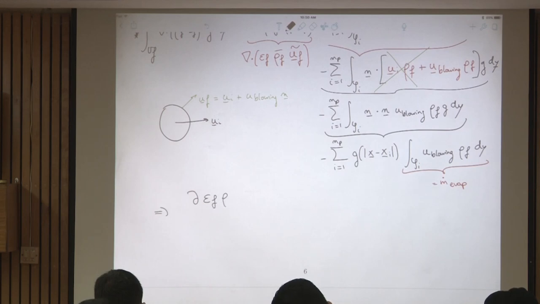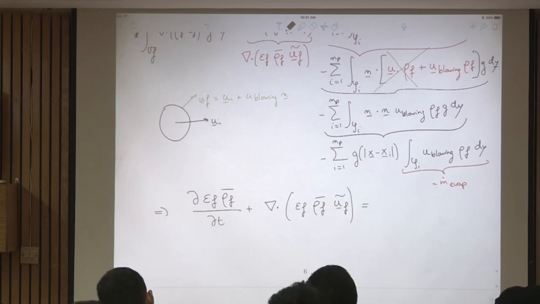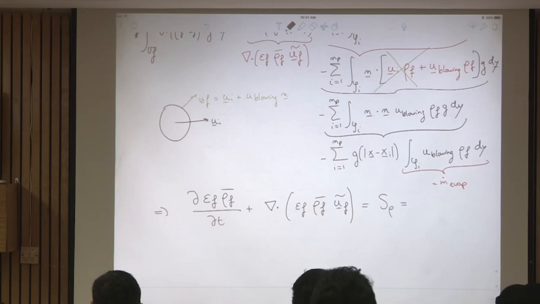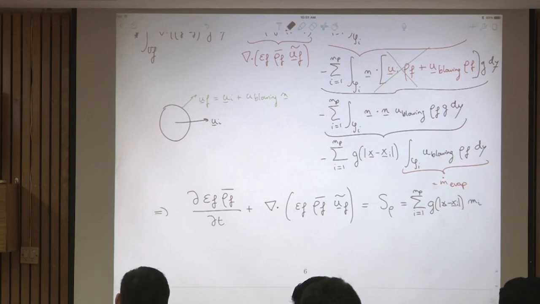D epsilon f rho f bar dt plus divergence of epsilon f rho f bar uf tilde is equal to, well, typically zero, but again, we've included evaporation, so let's stick to it. Some sort of a source term for density that here we're writing as the sum over all particles of the filter evaluated at the position of that particle times the m dot of that particle I.